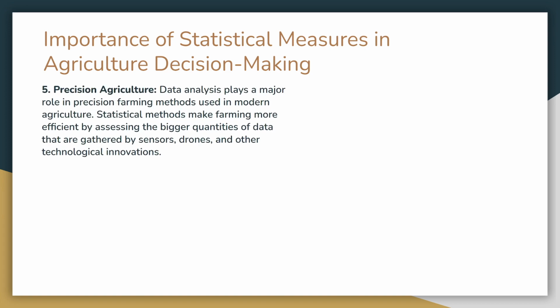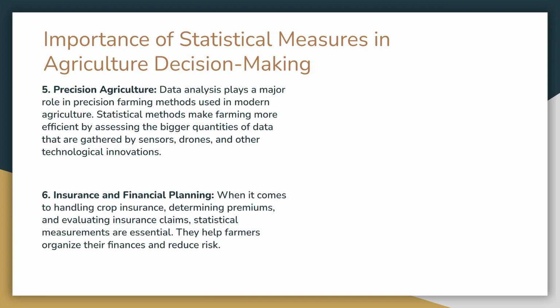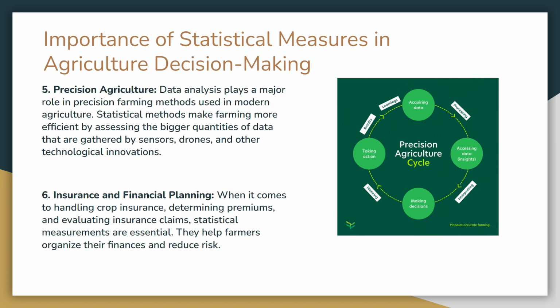Precision agriculture. Data analysis plays a major role in precision farming methods used in modern agriculture. Statistical methods make farming more efficient by assessing the larger quantities of data that are gathered by sensors, drones, and other technological innovations. Insurance and financial planning. When it comes to handling crop insurance, determining premiums, and evaluating insurance claims, statistical measurements are essential.